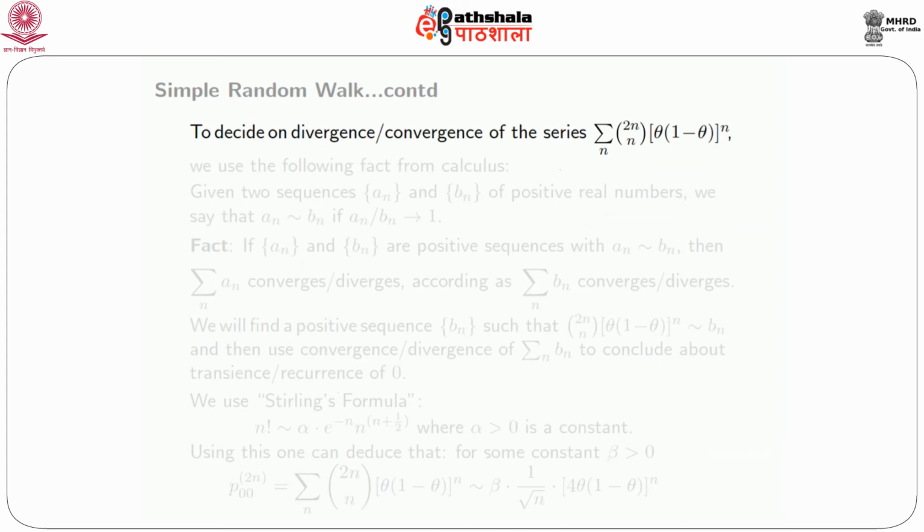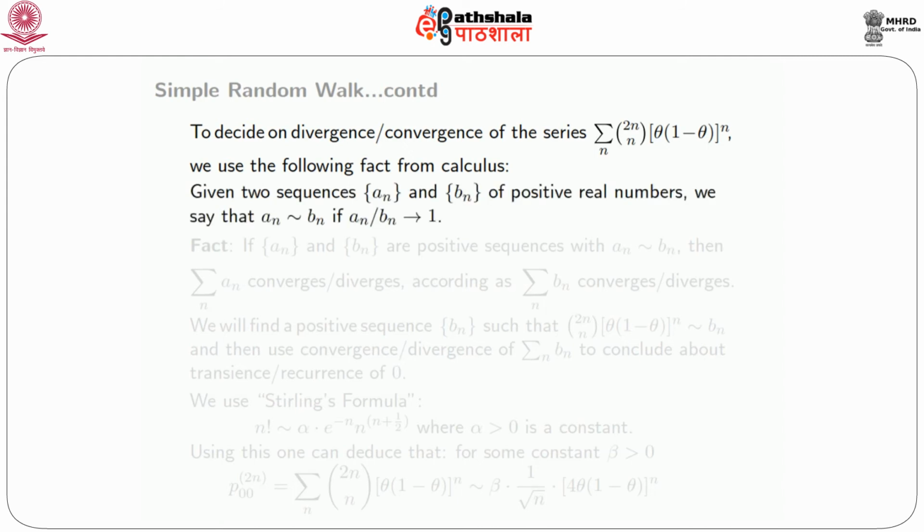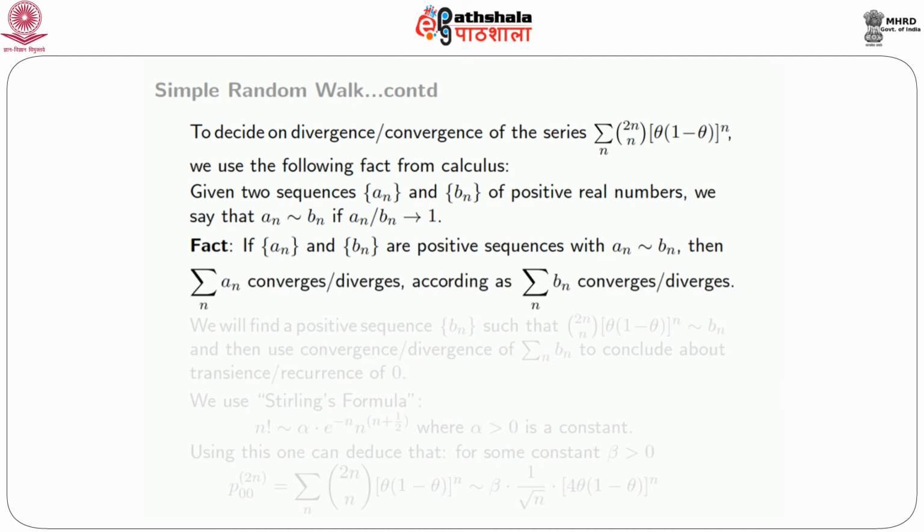So now we have to decide on the divergence and convergence of this series. Of course, this looks pretty difficult as it stands, but we use a very important fact from calculus. So what is that fact? First of all, given any two non-negative sequences an and bn, that is sequences of non-negative real numbers, we say that an is equivalent to bn if an over bn goes to 1. Since we are writing an over bn, that means we are assuming that they are positive real numbers. So here's the fact. Given non-negative sequences an and bn of the same order, the series an converges or diverges according as the series bn converges or diverges.